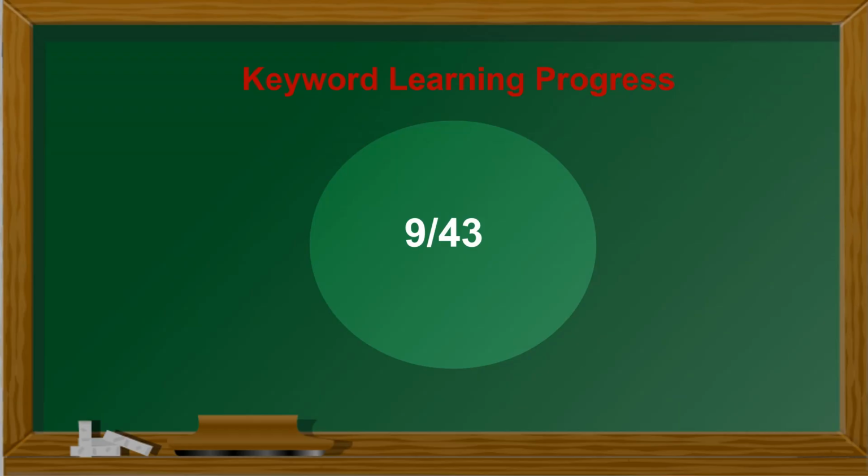Coming towards keyword learning process, so far we have completed 9 out of 43 keywords. And from today's video, we have completed 2 new keywords, that is new and static. So right now the current count is 11 out of 43 and 32 to go.